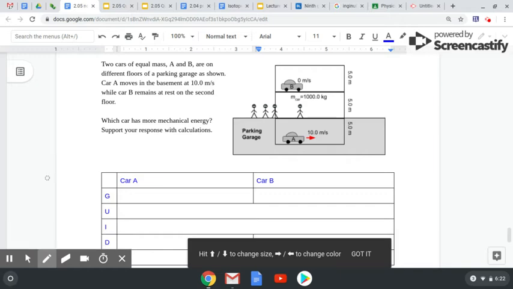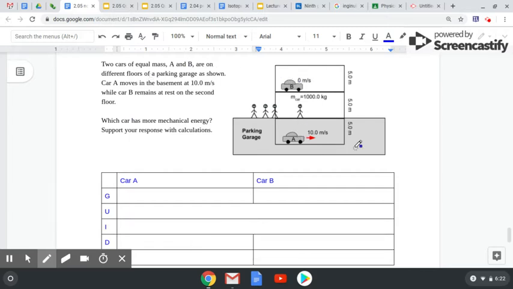So this is one more example of how to calculate total mechanical energy and compare things. We've got two cars of equal mass. We went over this diagram, and it should be in your notes from last week. But this time we're going to use a different reference height, so it's going to be a little different.